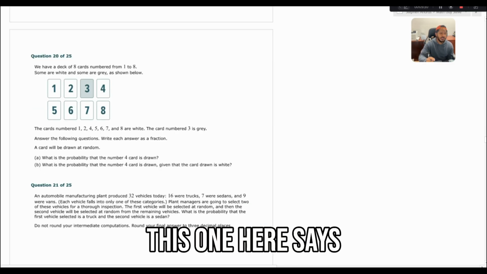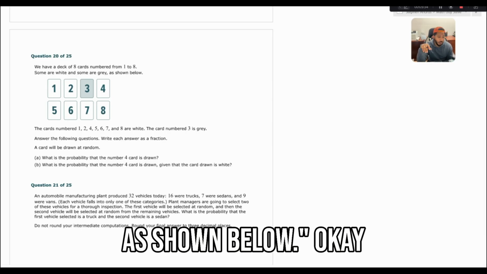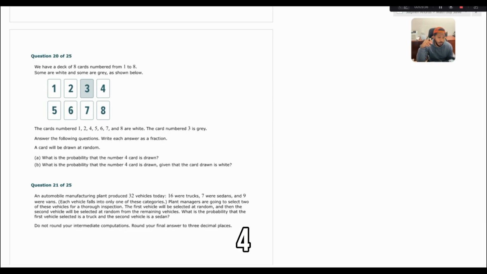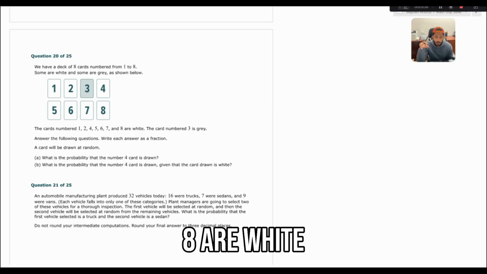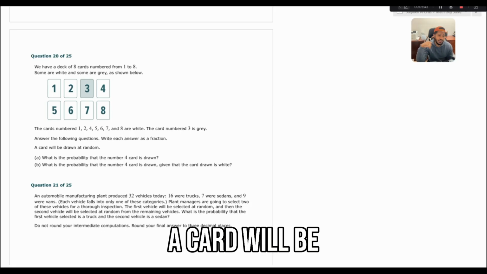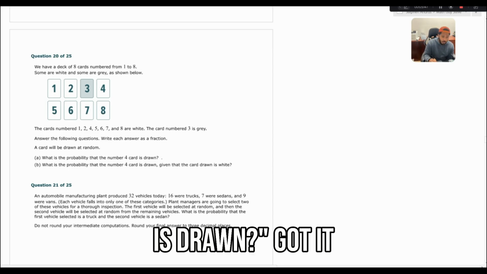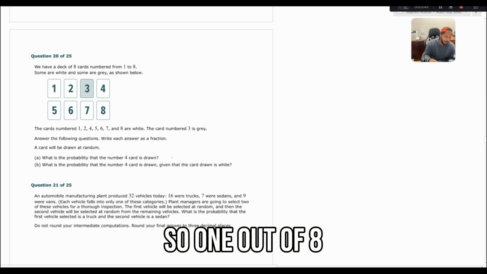All right, this one here says we have a deck of 8 cards numbered from 1 to 8. Some are white and some are gray, as shown below. The cards numbered 1, 2, 4, 5, 6, 7, 8 are white. The card number 3 is gray. Answer the following questions. Write each answer as a fraction. A card will be drawn at random. So what's the probability that the number 4 card is drawn? Got it. Well, there's only one number 4, so 1 out of 8.